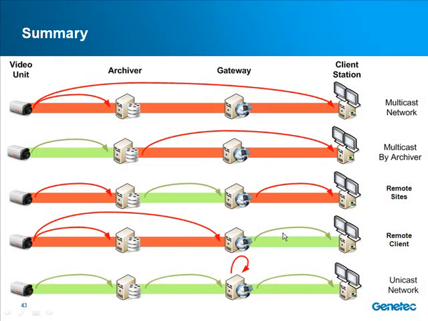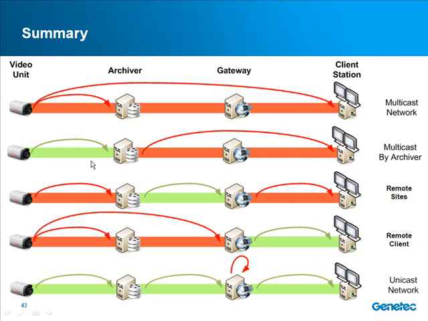Now, since we just went over the examples of our common networking configurations, we won't take a look at all of them again, but I'd just like to touch on some important points for the different configurations. In the full multicast network, this is our most efficient configuration, since the video streams for both the live and recorded video are going directly from their sources to their destinations. We see the multicast by archiver configuration when we have video units that are connected remotely or that only support a unicast connection.